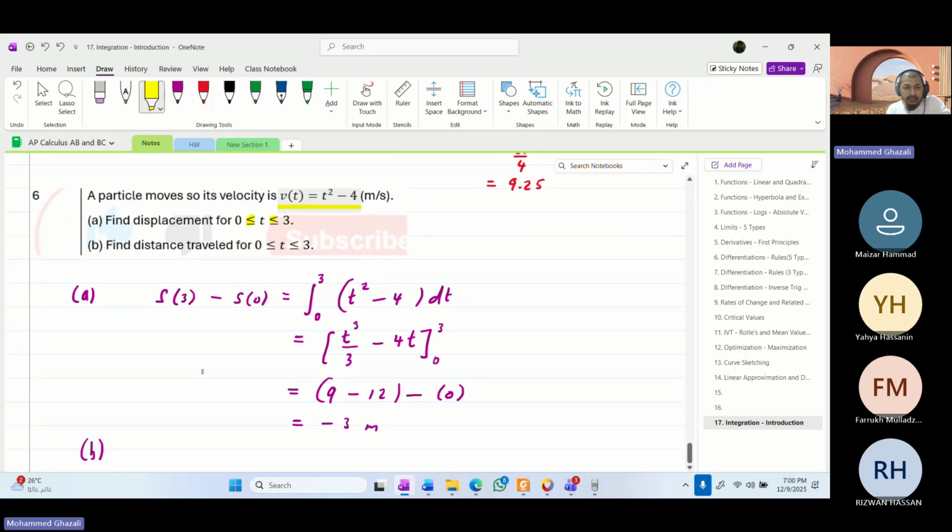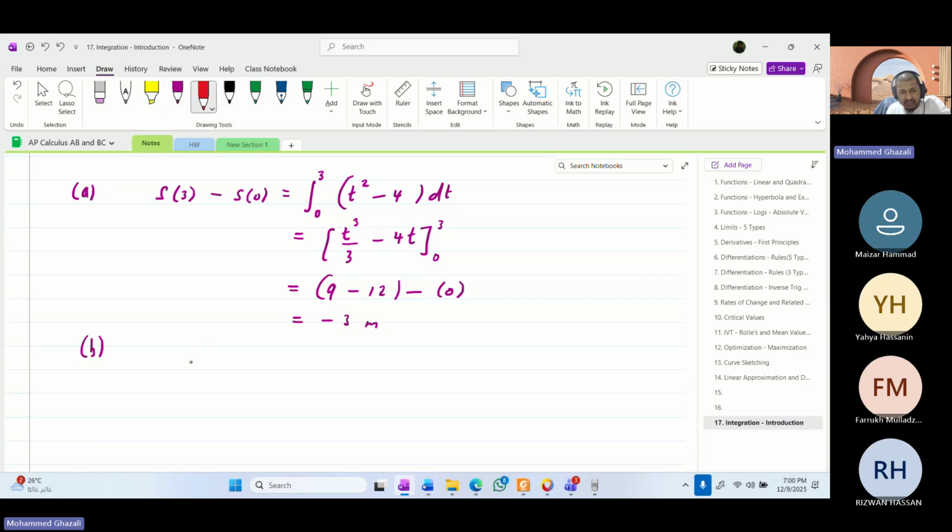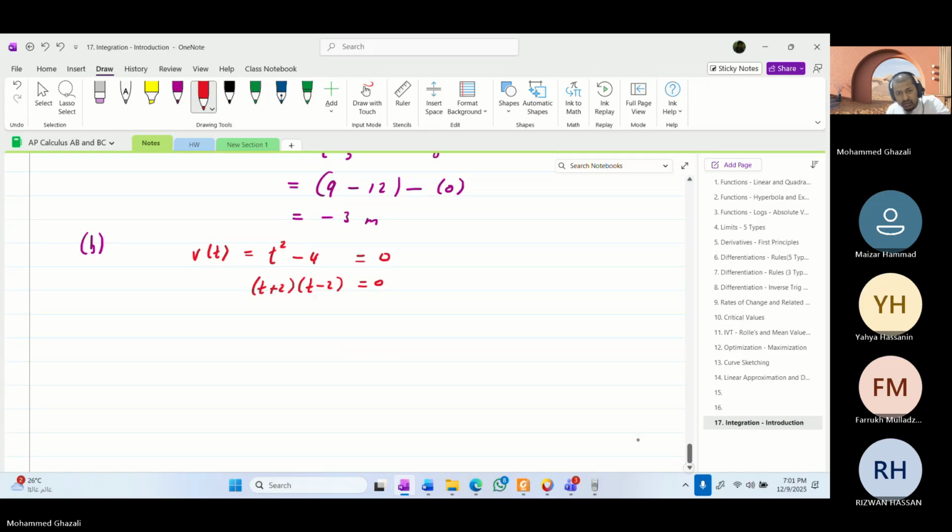Find the distance traveled. Now, for distance traveled, you have to make v of t equal to 0 and check. That's t squared minus 4 equal to 0. So you get t plus 2, t minus 2 equal to 0. So t is equal to negative 2, which is not applicable. Time can't be negative. Or t is equal to 2. So you get a break point in the graph at t equals 2. So you have to integrate like this.